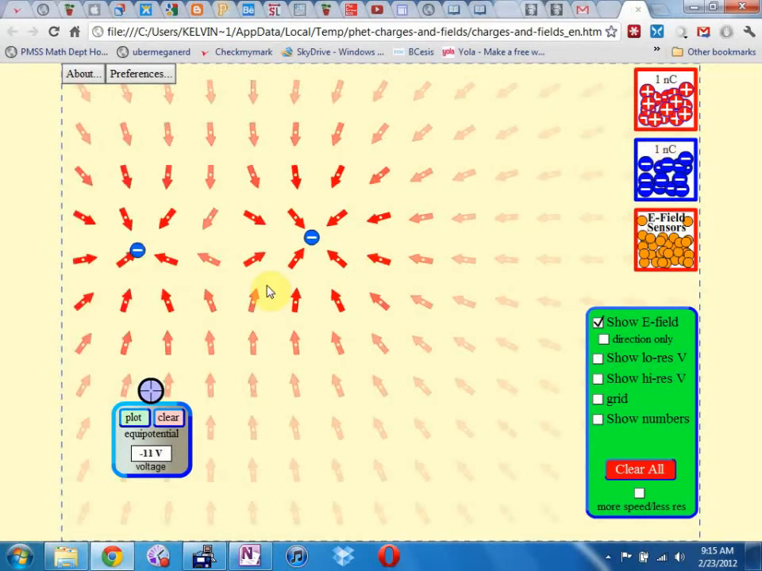Now I got two charges. Which way would a positive charge right here want to move if it could? Well, it would be attracted by both. It would get pulled to the left and pulled to the right, so it would probably get pulled kind of like that.